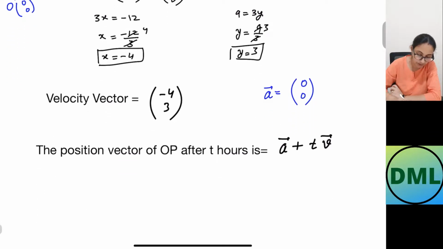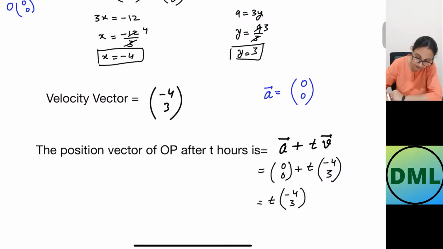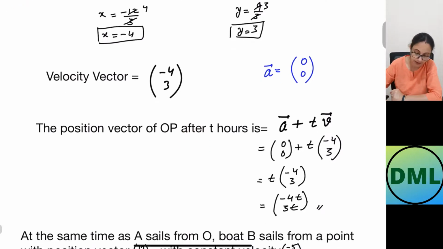Now we will write down the position vector of OP after t hours, which will be given by A plus tV. Let's substitute the values here. That will be equal to the initial vector 0, 0 plus time t and the velocity vector, which is minus 4, 3. So this will be written as t times minus 4, 3. If you multiply that inside, it will be minus 4t and 3t. That will be the answer for the position vector of OP after t hours.